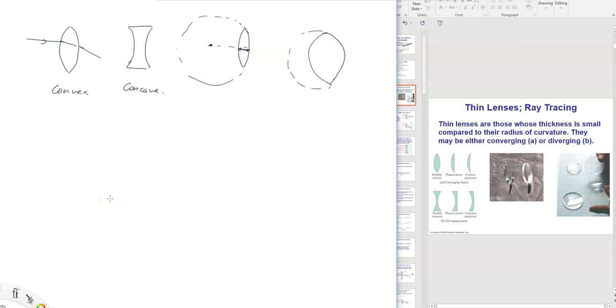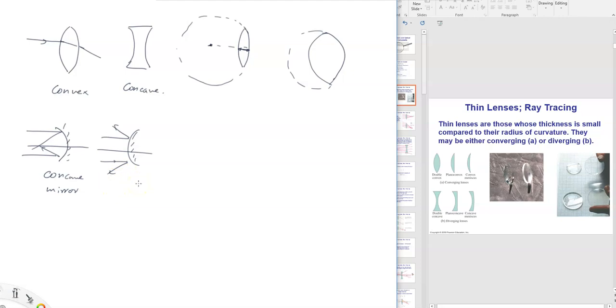Now we talk about converging and diverging mirrors. If you remember, this concave, now we are talking about mirrors, is a converging mirror. This one, convex, is a diverging mirror. Now this is reflection, right? Light comes in, it reflects in a converging manner and in a diverging manner.